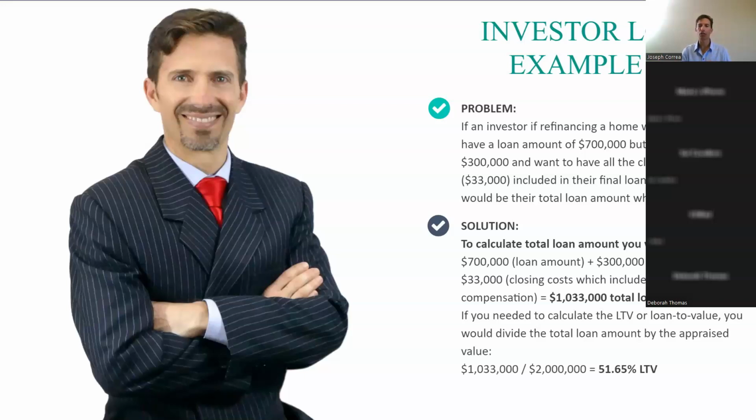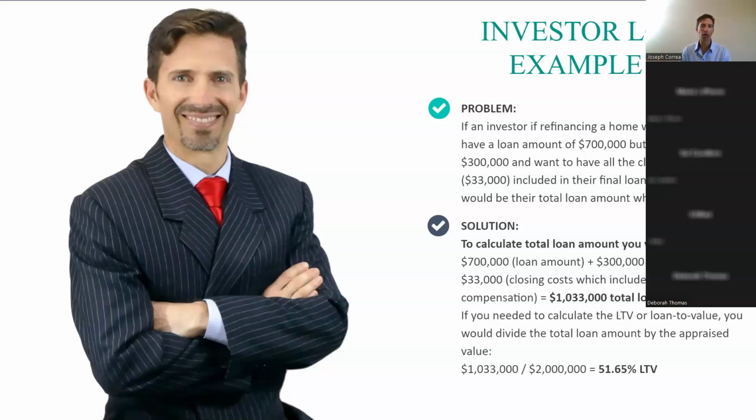Now, to be able to calculate their final loan amount, we know that right now they have a loan amount of $700,000 and they're going to refinance that. Plus they're going to take another $300,000. So we have to add both of them together to see the total loan amount plus the closing costs. So if we take 700,000 plus 300,000, we have 1 million. And then we add the 33,000, which are the closing costs. So the total loan amount is going to be 1,033,000. And since the home is worth $2 million, if we divide that 1,033,000 by 2 million, we're going to have a 51.65% LTV, or loan to value.